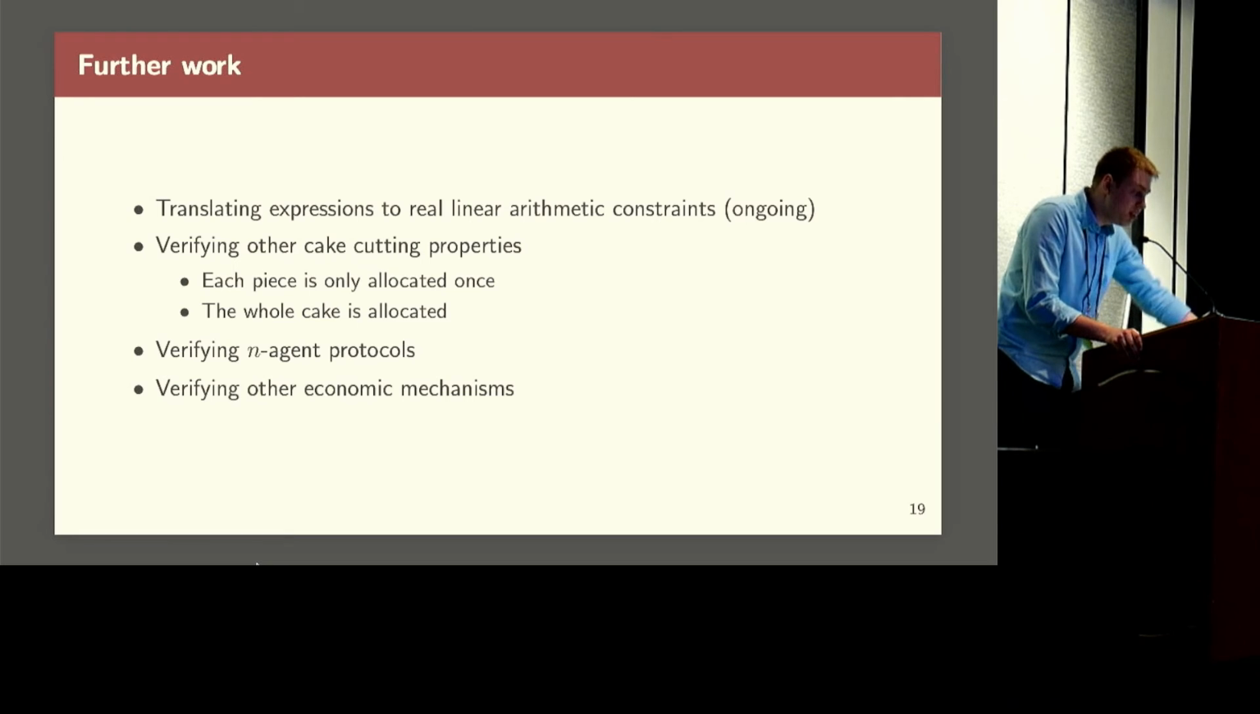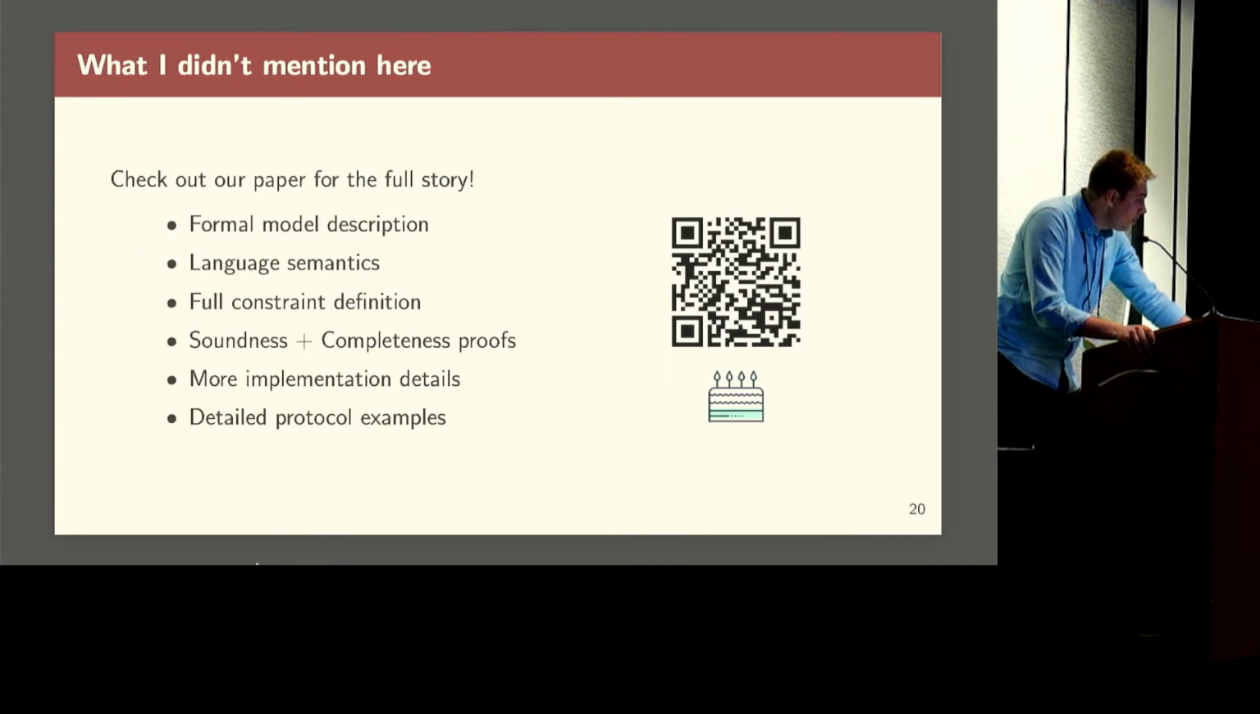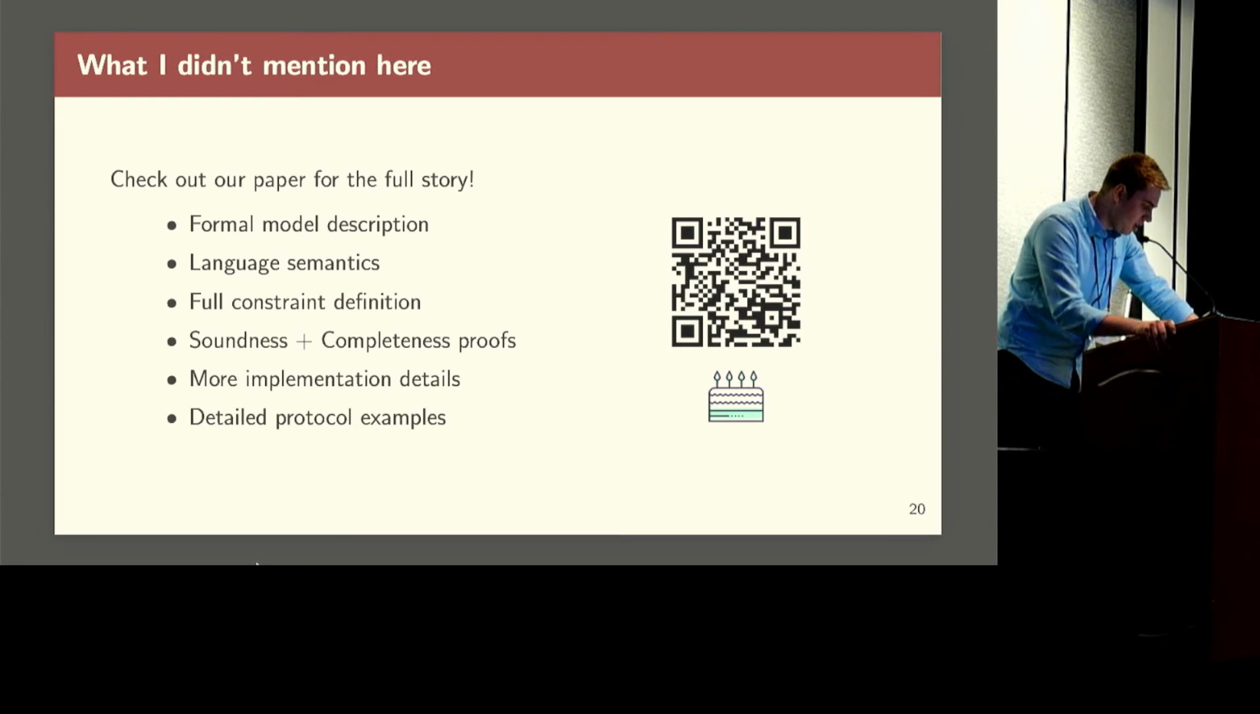But more generally, there's a lot of economic mechanisms out there. What else can we verify? So, of course, I had to leave out a lot of details here. In our paper, we have formal model description, language semantics, full constraint definition, as well as soundness and completeness proofs, some more details, and a way to access our actual implementation and use it, as well as detailed examples of the protocols that we were able to successfully check were envy-free. So you can take a look at it.